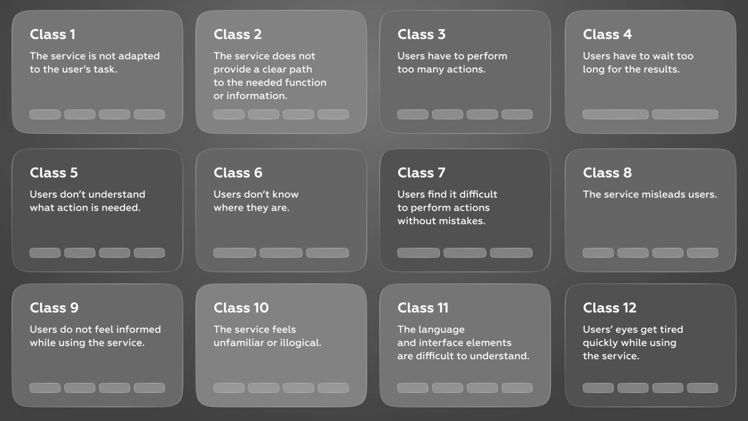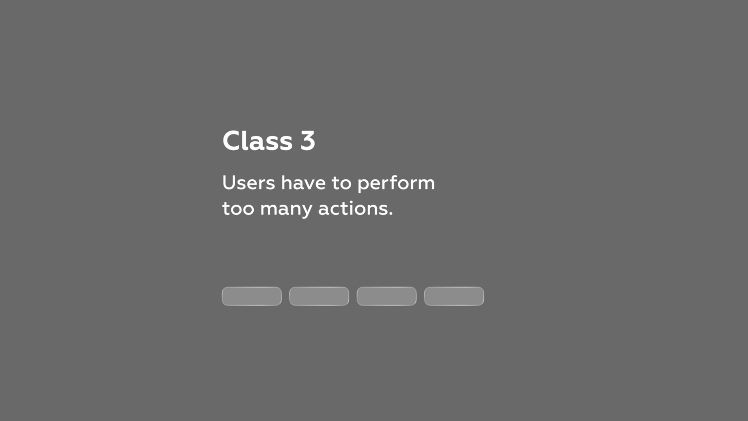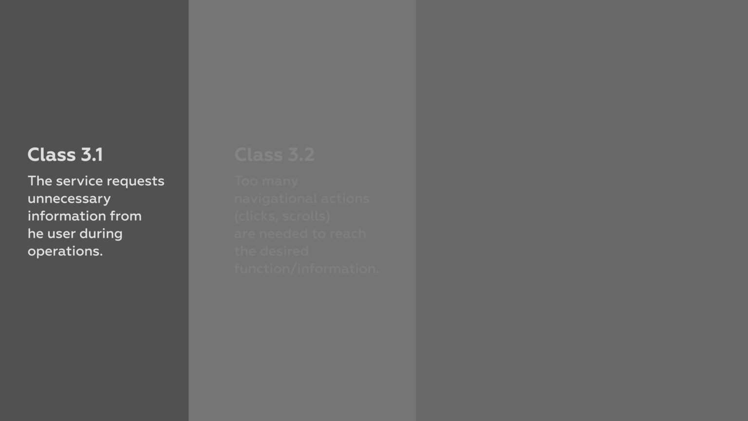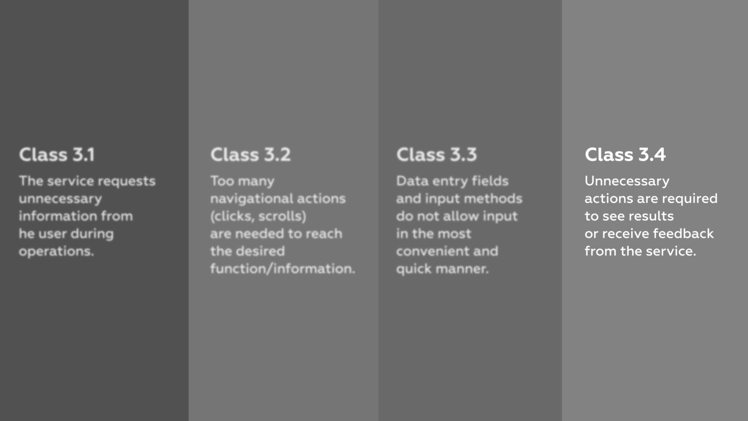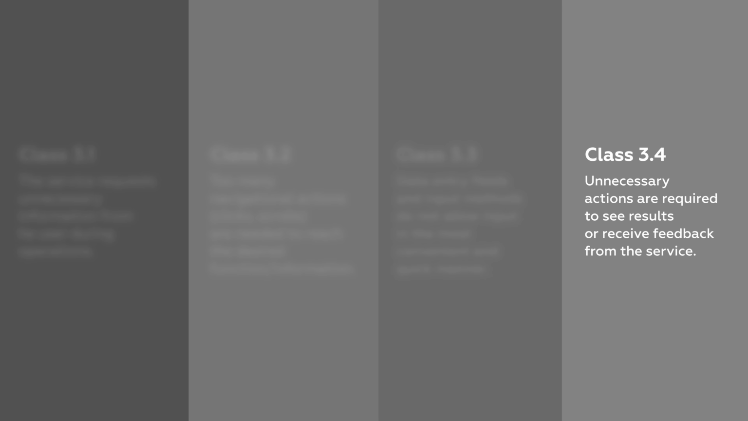Welcome back to our series on UX problem classification. At Markswebb, we have classified the most common UX problems that digital services face. Today, we will talk about UX issues that make users perform too many actions. In our UX problem classification, it's class number 3. More specifically, we will focus on subclass 3.4. Unnecessary actions are required to see results or receive feedback from the service.